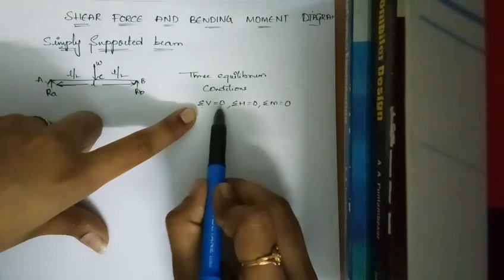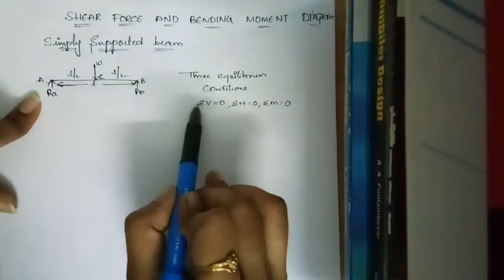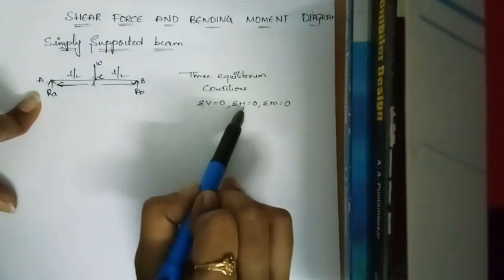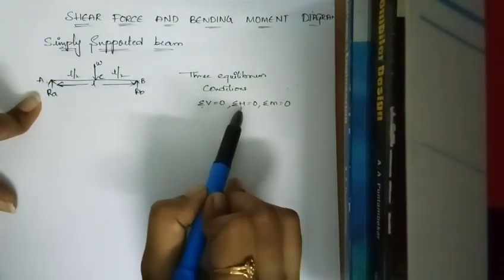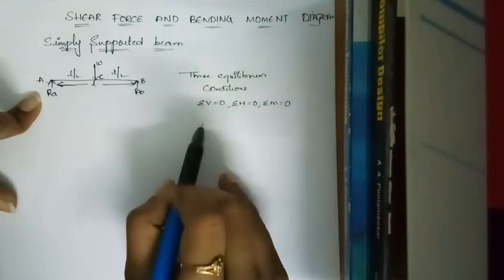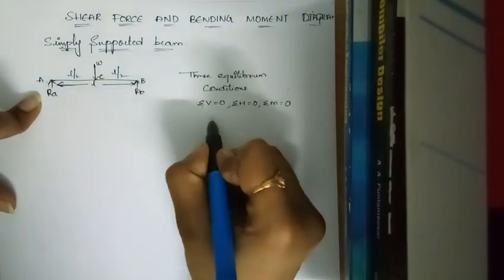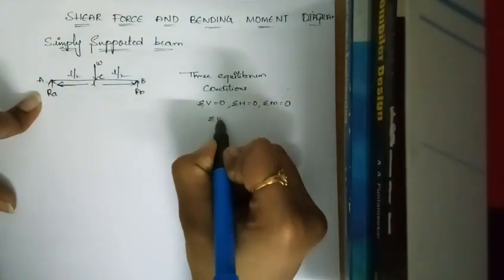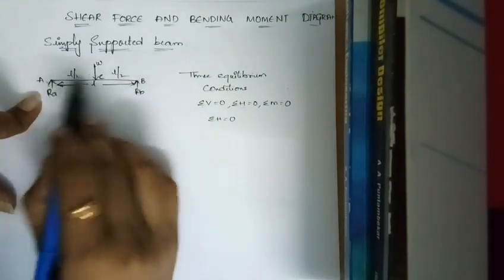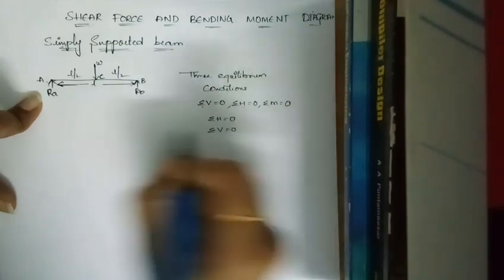Summation of V is equal to 0. Sum of all the vertical forces must be equal to 0. Sum of all horizontal forces must be equal to 0. Sum of all the moments must be equal to 0. So we don't have any horizontal forces here. So summation of H is equal to 0. We have three vertical forces here. So summation of V is equal to 0.